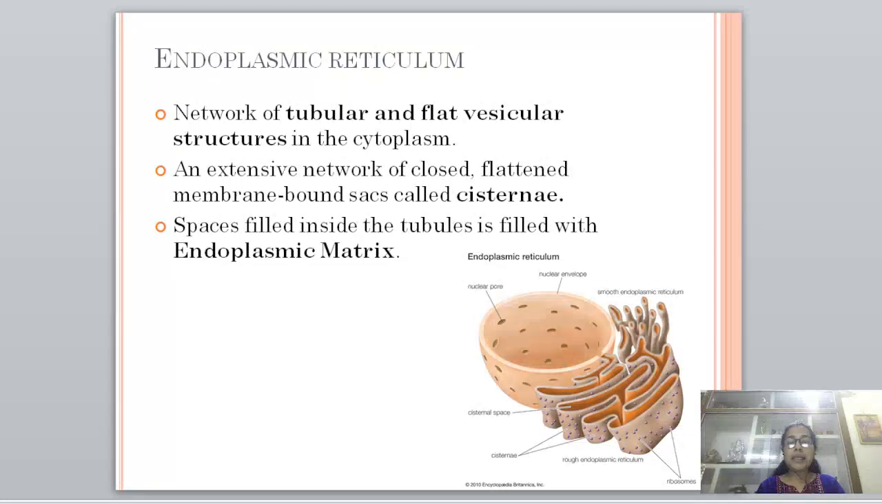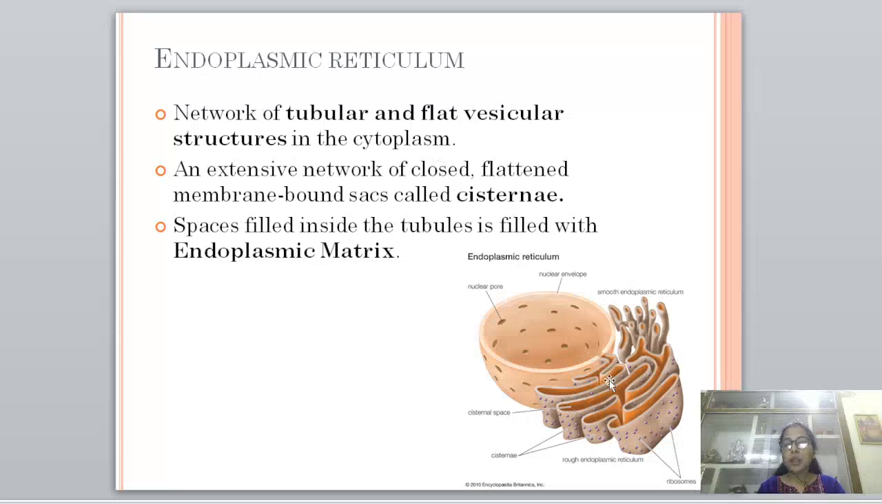Now, the next is endoplasmic reticulum. You can see this is a tubular and vesicular structure, and it is suspended in the cytoplasm. There is a network of tubular and flat vesicular structures in the cytoplasm, an extensive network.